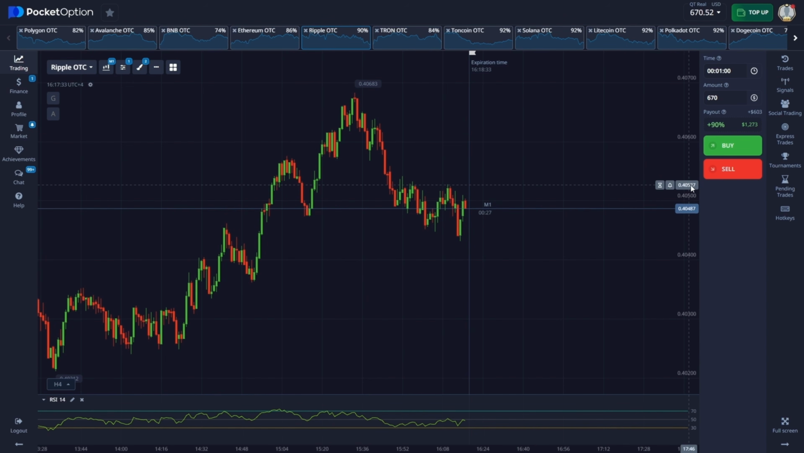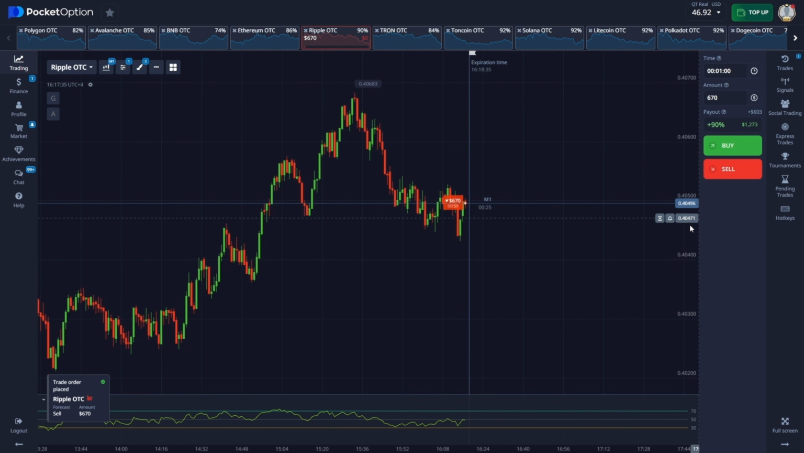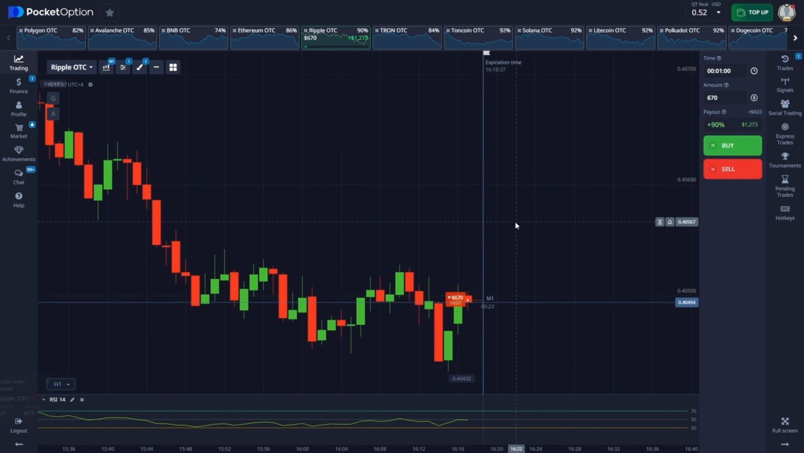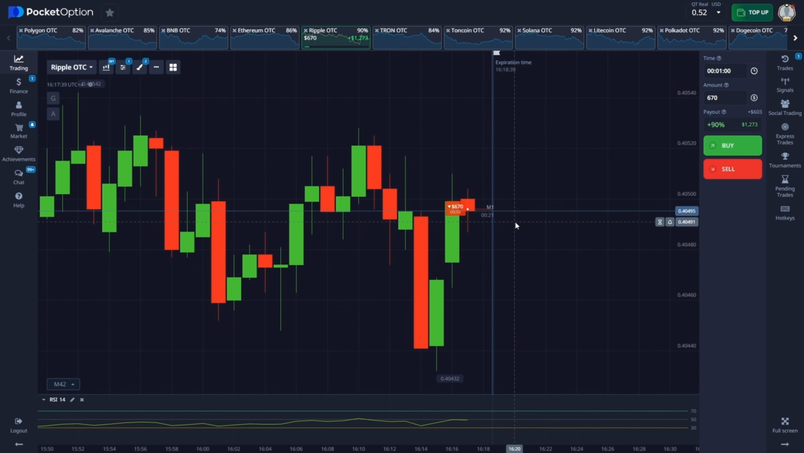On Ripple, we have a signal for a downside move. So I placed a trade for the downside move on Ripple OTC. As you can see, the previous green candle closed at the RSI level of 50. And I placed a trade in the middle of the candle. But let's see. Currently, the trade is not going in our favor right now, but we still have 35 seconds left.